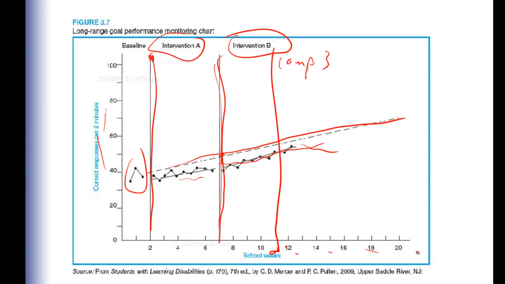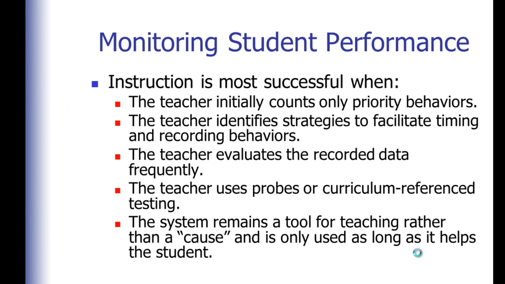This is what your work sample will be based on. You want to see this in your work sample when you student teach. And how to monitor this performance. Initially, the teacher counts only priority behaviors, then the strategies that will facilitate that, and then they evaluate this recorded data frequently to see how they're going and use probes to do curriculum reference testing. This means a tool for teaching rather than a cause.